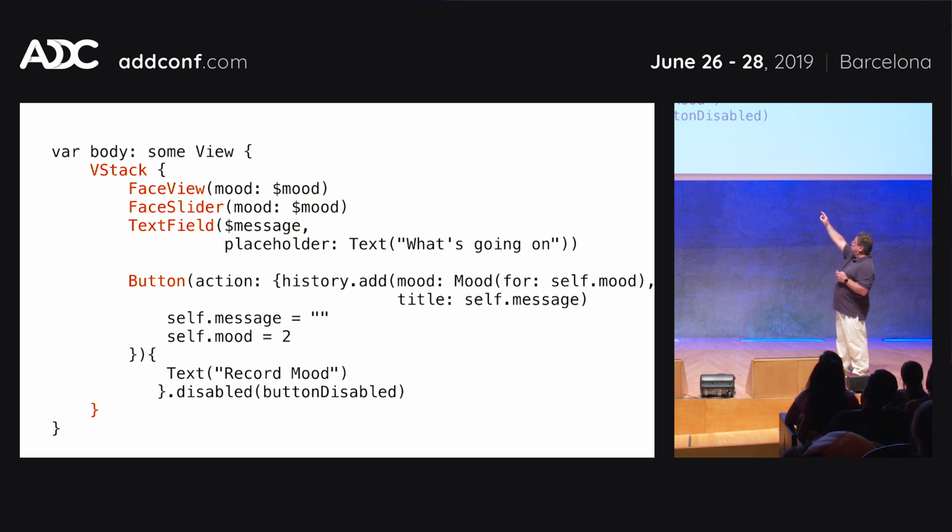I have a face view, I have a face slider, I have a text field, and I have a button. You'll notice the face view and the slider are linked to the mood. As I moved the slider, I was changing the mood being displayed. The text field was the message that I'm storing away, and the button takes that message and that mood and somehow creates a new item in my history. So let's look at the face view.